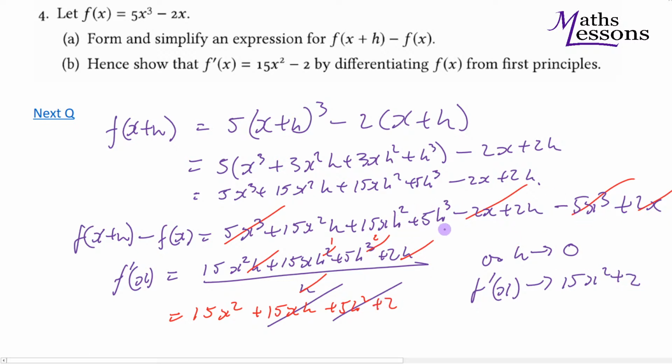Let's just go back and have a look. And it's here, minus 2x plus h. I should have had a minus here, and here, and here, and here, and here. So all those should have a minus in front of them. So there, there, there, there, and there. So we get f dash of x goes to 15x squared minus 2.